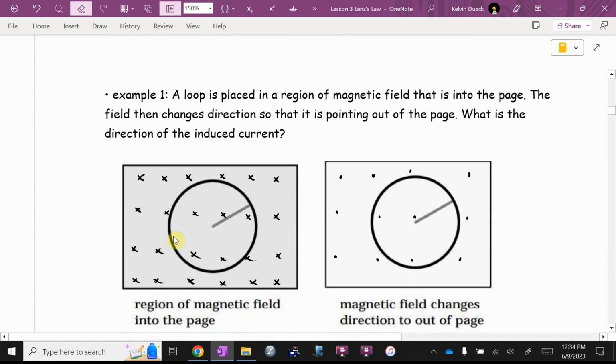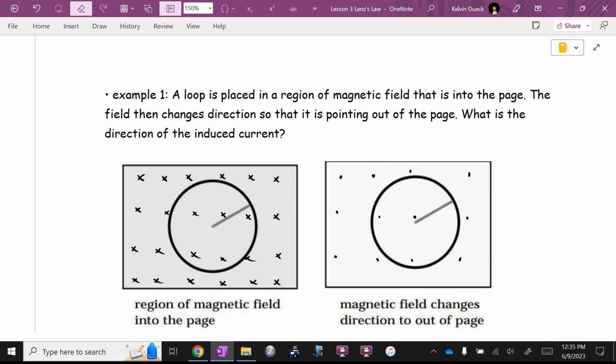Example 1. A loop is placed in a region of magnetic field that is into the page. The field then changes direction so that it's pointing out of the page. What's the direction of the induced current? Well, there's two possibilities. It can either be going this way or it can be going that way. Here's what we do. Look at the final picture. What direction is the magnetic field in the final picture? What would resist a magnetic field pointing out of the page? Another magnetic field pointing into the page, because like poles repel.